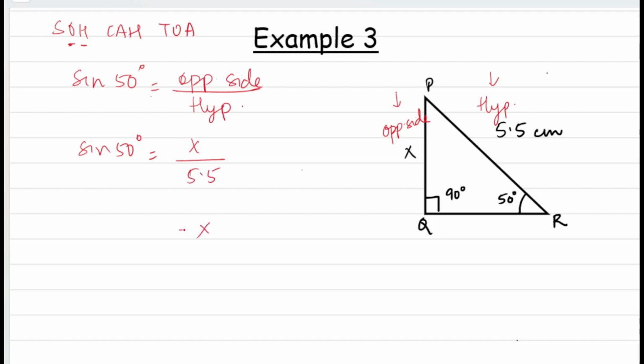So my missing side X will be 5.5 times sine 50 degree. And if you put it in your scientific calculator, 5.5 times sine of 50 is equal to 4.21 centimeter approximately. So just see what is given, what needs to be found, and which trigonometric ratio connects these two. And that's it.